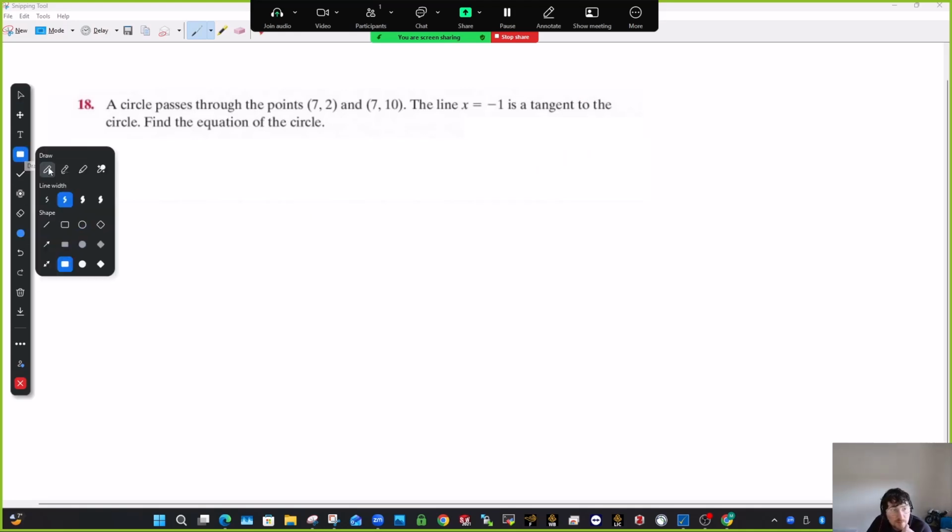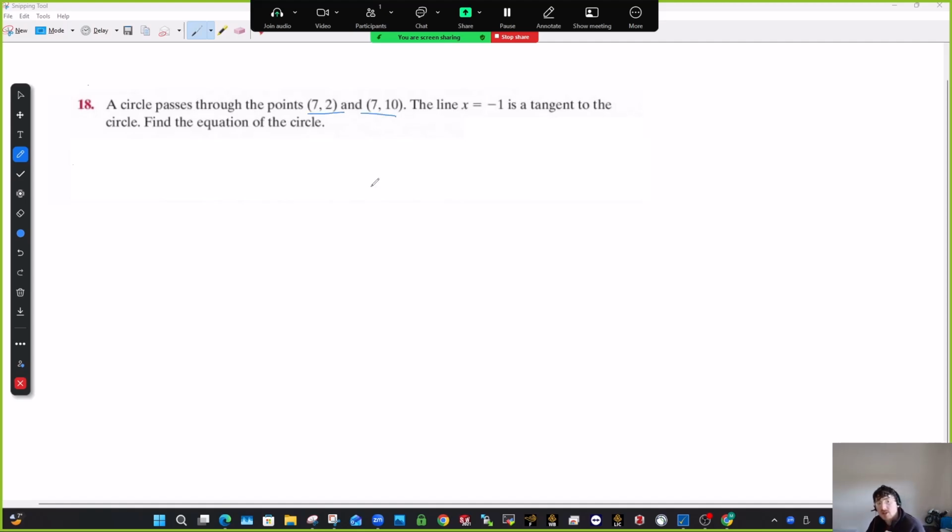Okay, so let's have a look. A circle passes through these 2 points, right? So if we did use the G, F, and C method, that's pretty good. They're after giving us 2 points, right? So then we know we could make 2 of the equations anyways with G, F, and C in it. Now they give us this other information that the line x equals minus 1 is a tangent to the circle.